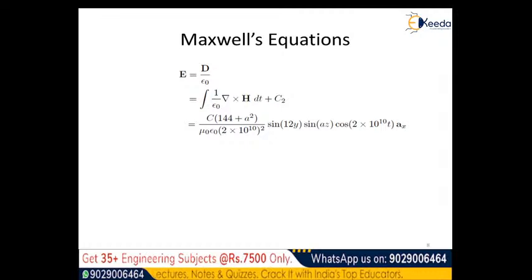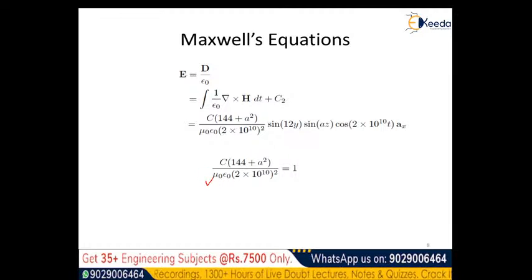So this particular field must be the same as the original field as given in the problem statement here. Therefore we require the value from the comparison of both the expressions, capital C into the bracket 144 added to A square, and this is divided by mu 0 epsilon 0 in the bracket we have 2 into 10 raised to power 10, that is squared here. So this ratio should be equal to 1 here. So mu 0 and epsilon 0 are the two constants here.